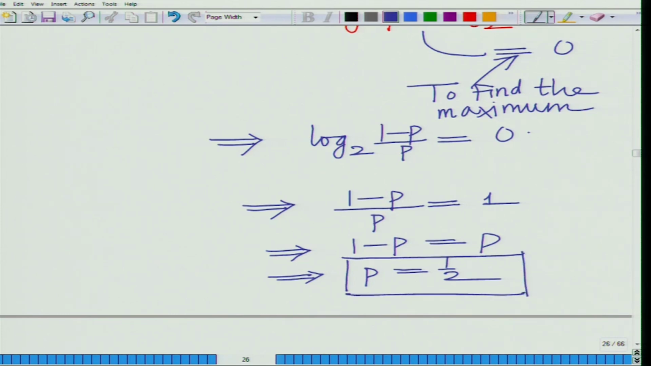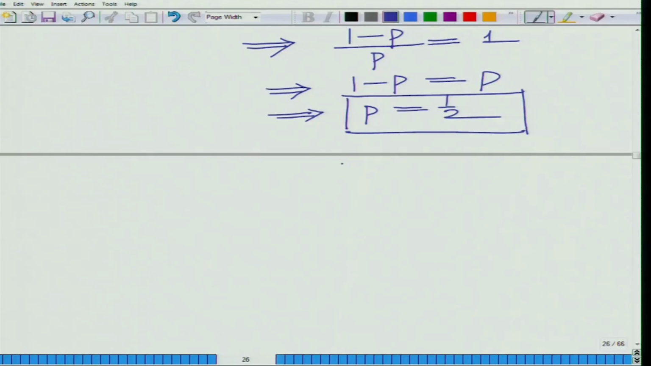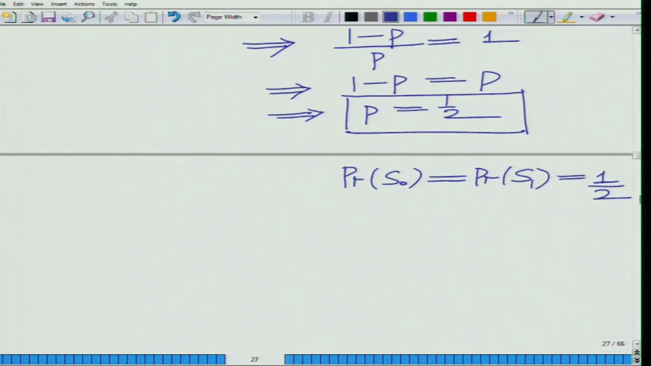That is when both the symbols, S0 and S1 of this binary source, have equal probability, then the entropy is maximum. So we have entropy is maximum for probability S0 equals probability S1 equals 1/2.